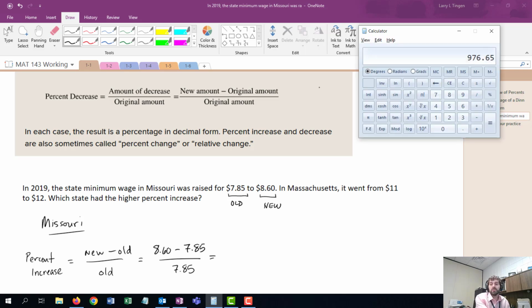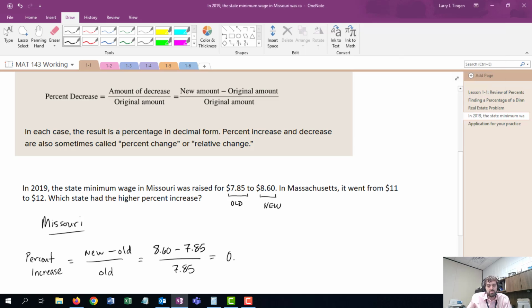On a calculator, no need to break this up into two pieces. Let's do it all at once. 8.60 minus 7.85, enter, is 0.75. That's the amount of the increase, right? So I went up by 75 cents. So that's my numerator. And I just divide that by 7.85. And I find that to be 0.09554, and so on and so on.